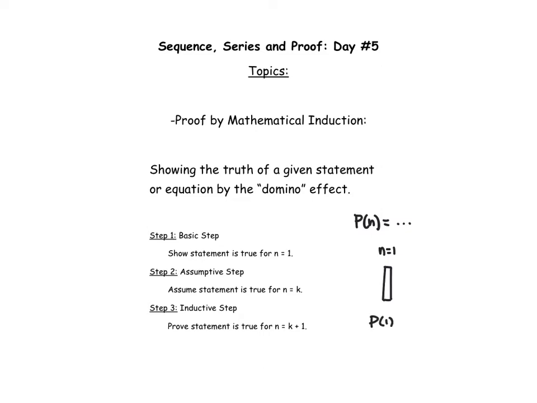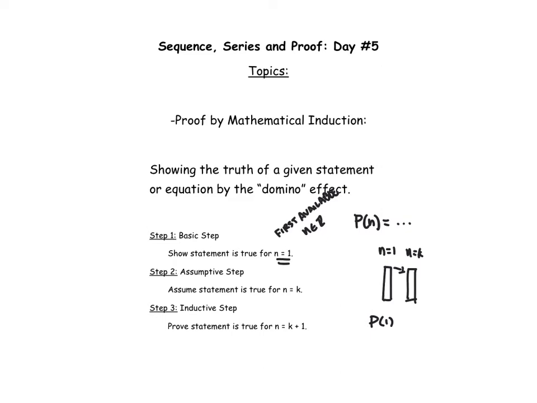Now it won't always be n equals 1. It'll be our first available n. So it could be n equals 0, n equals 1, n equals 2, whatever. It'll be an integer value. We know that n will be somewhere in the integer set of numbers. So once we prove or show that n equals 1 is true, what we can do is assume that n is true for some value k, right?